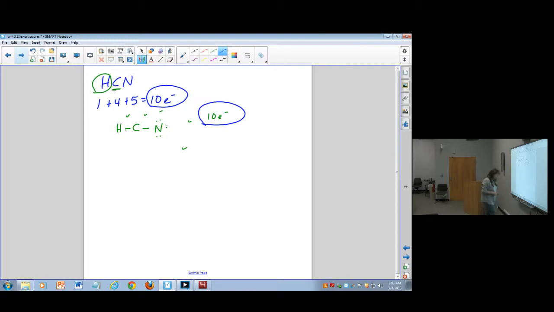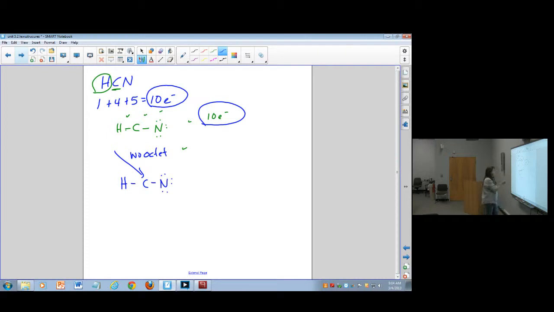And the answer is no. Look, I have an octet around the nitrogen, 2, 4, 6, 8, but what's going on with the carbon? Carbon does not have an octet. So I am not in good shape yet.